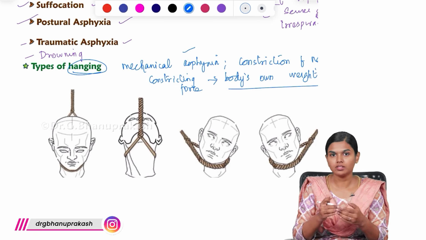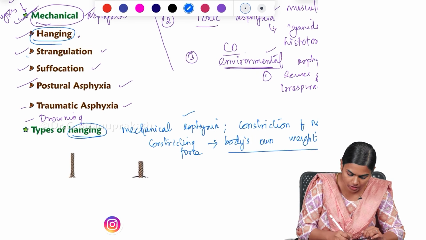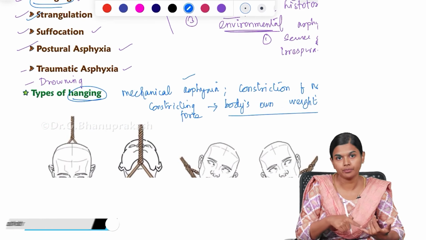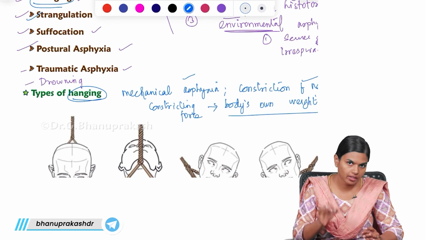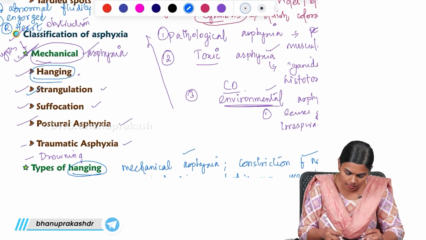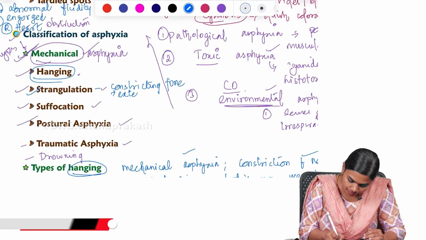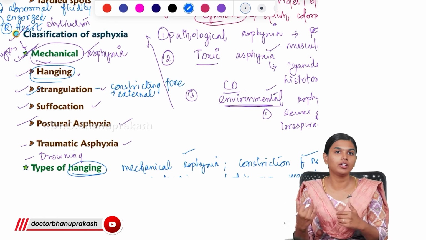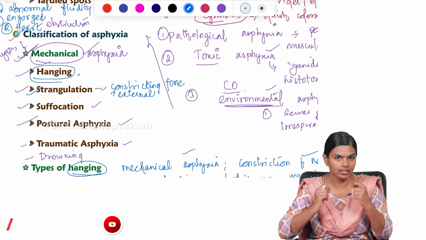Why I am saying these three things have to be fulfilled is that you have strangulation up next, right? Strangulation also is a type of mechanical asphyxia. In strangulation also, you will have this constriction of neck. But what will be absent is that constricting force. The constricting force will be external. So, the person who is constricting or the object that is constricting would be external. There will not be the body's own weight constricting the neck.